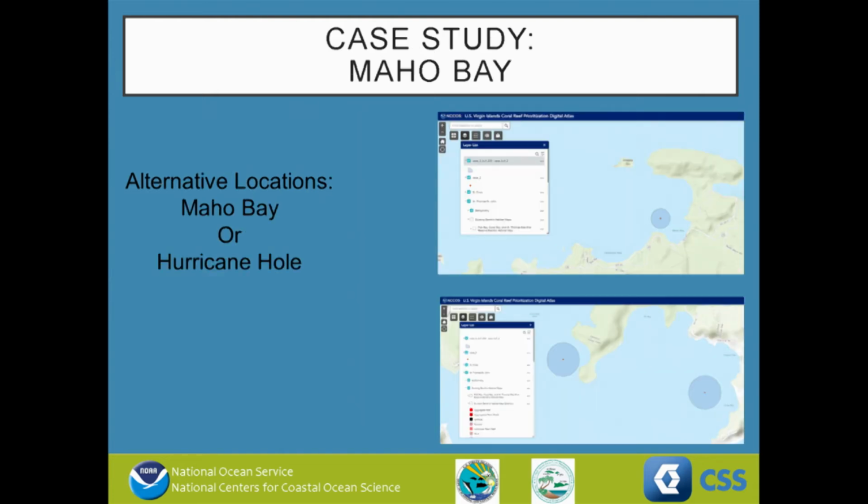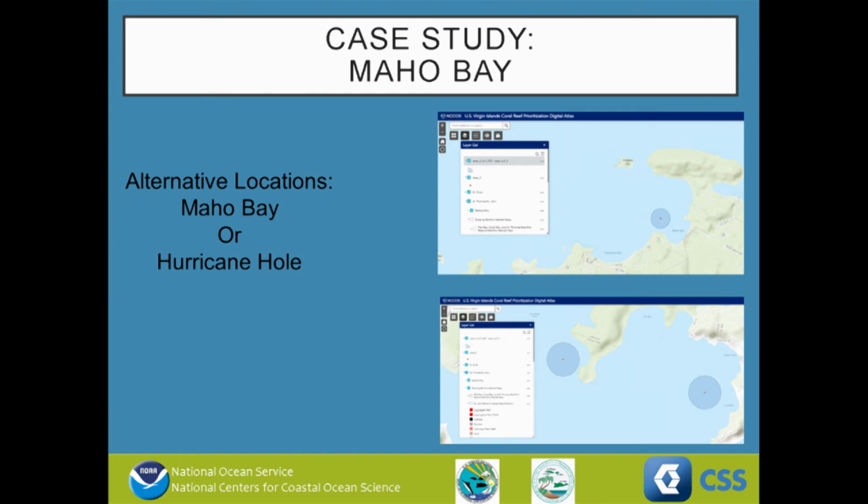So next I wanted to talk about a case study. One of the ways we've been applying this tool is to review applications for a floating restaurant off the island of St. John. We wanted to find out if the proposed site was appropriate for the restaurant, and we used this tool to try and evaluate that decision.